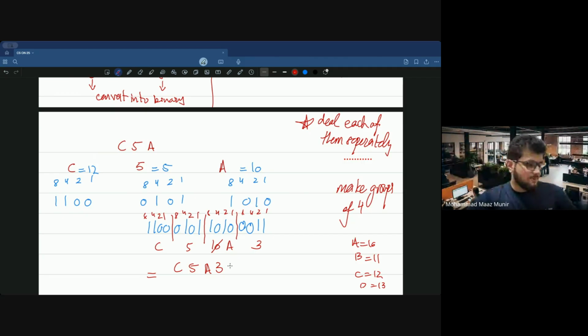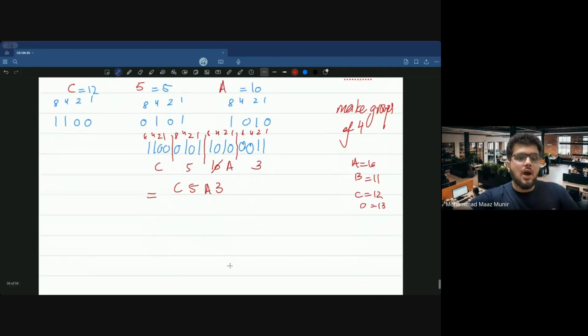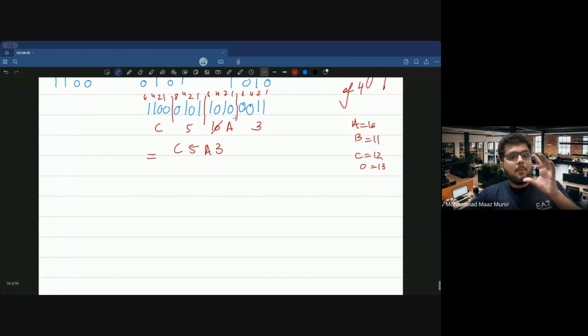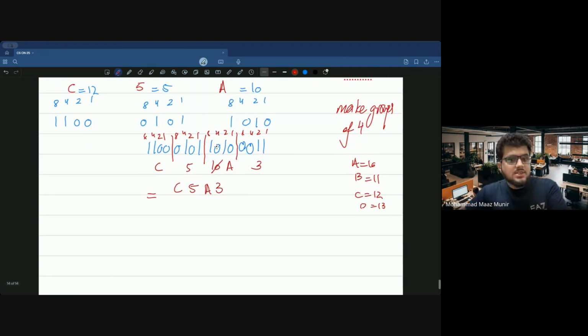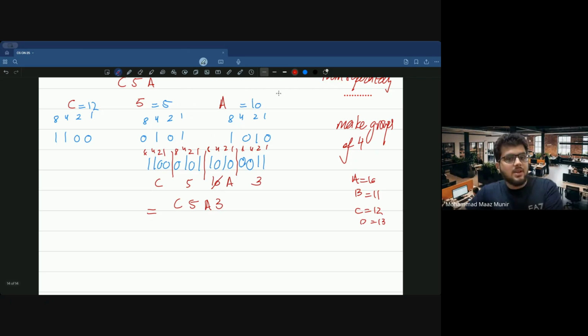Okay, so this is basically how you convert a binary number into a hexadecimal number system, and also a hexadecimal number system into binary.